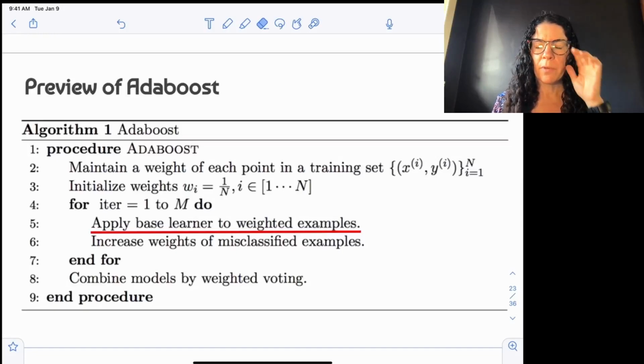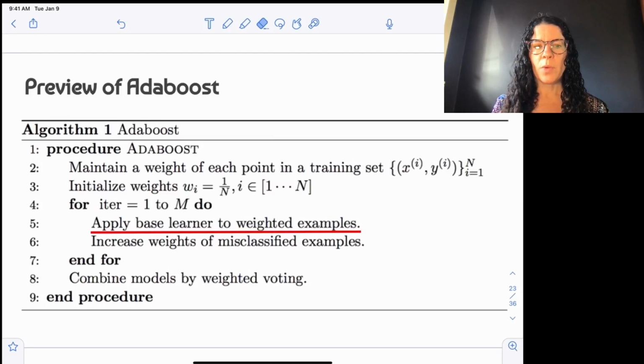So this is a preview of the AdaBoost algorithm. We have a set of training data, x1, x2, x3, ..., xn, and then yi, the labels. For AdaBoost, each point in the data set is going to have a weight. Initially all the points have the same weight, so the weights are set to 1 over n, where n is the number of points in our training data.